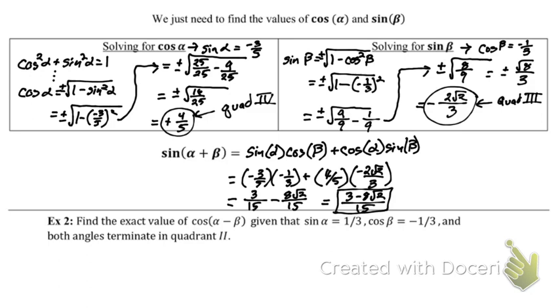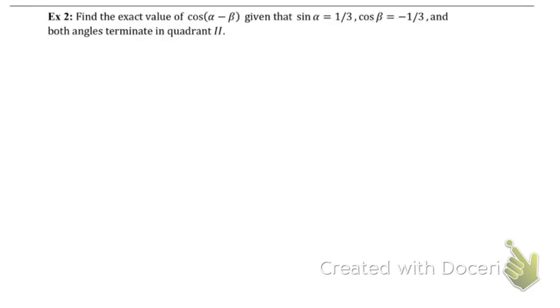We're going to do that one more time. All right, this one says, find the value of cosine alpha minus beta, given that sine alpha equals 1/3 and cosine beta equals negative 1/3, and both angles are in quadrant 2. So the first thing we are going to write is what cosine alpha minus beta equals. Cosine alpha minus beta equals cosine alpha cosine beta plus sine alpha sine beta.